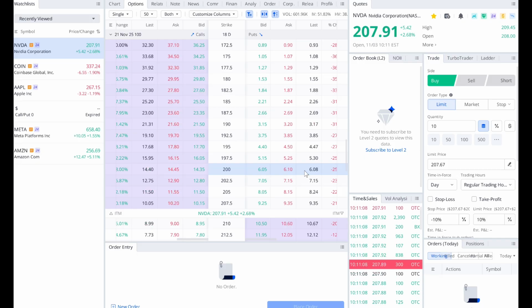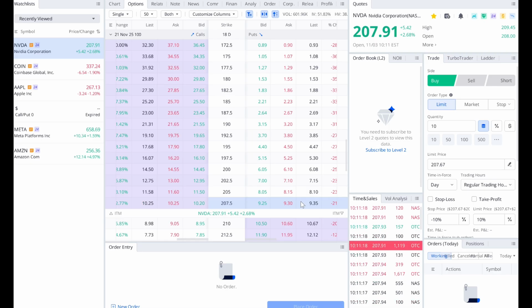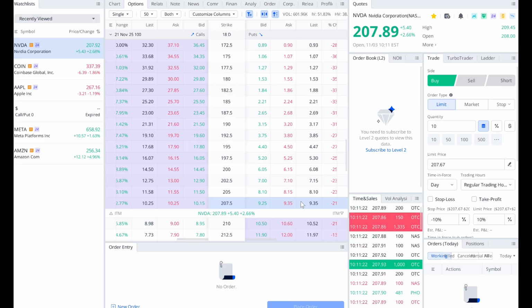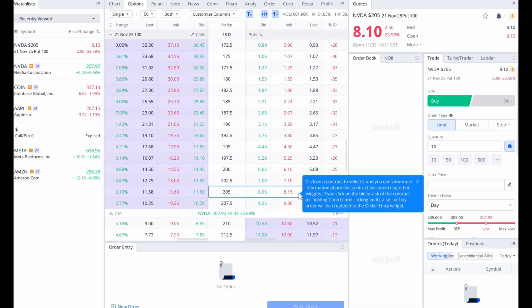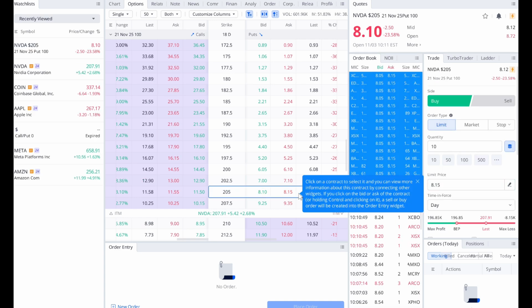Okay, and then we're going to do a put. I would like to go right at the money here, so right close to the money. So right now it's about 207. I think 205 is a good entry. I like to go a little bit below the price. So it's a bit of an art as well as science. I mean, it's a bit of both. So I think 205 is good.